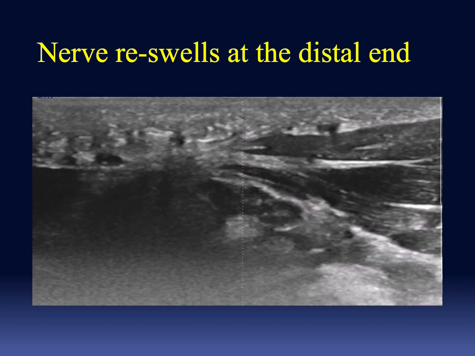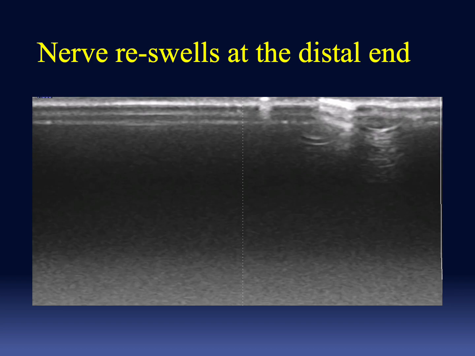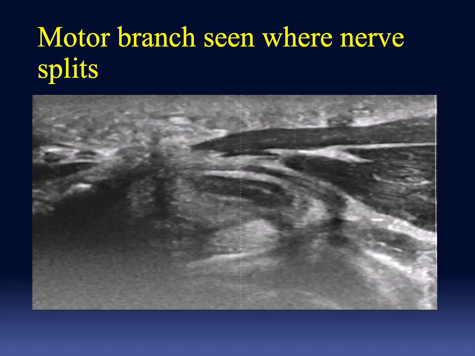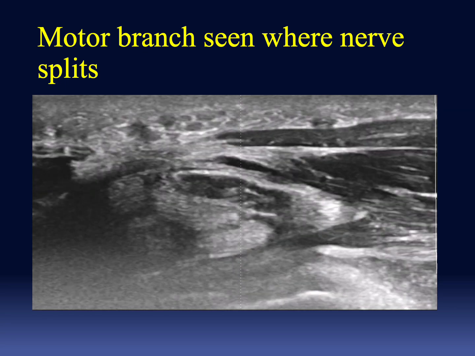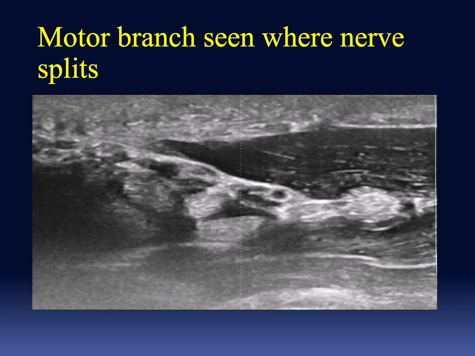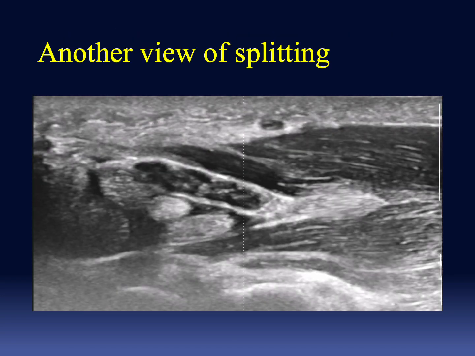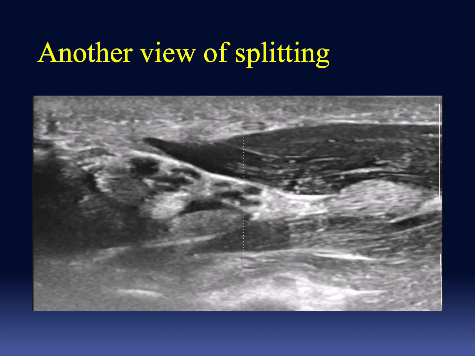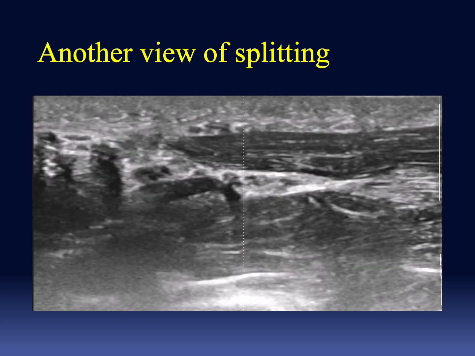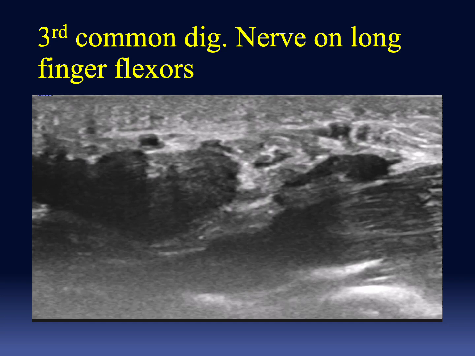As the nerve exits the canal, it reswells and goes back to its larger dimensions, larger than normal. Here we see the motor branch will be emerging where the nerve starts to split up into its various branches. And we'll see it come around the corner of the thenar muscles there. Here's another view of the splitting of the nerve, and again, the motor nerve taking off and then wrapping around the lip of the thenar muscles there.